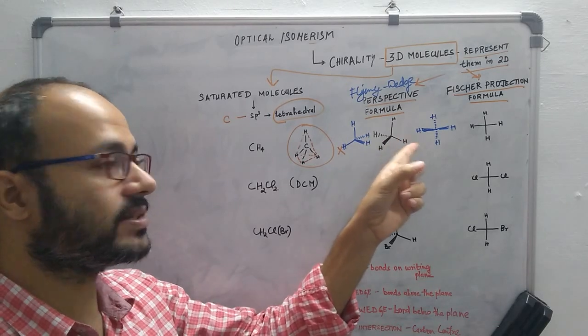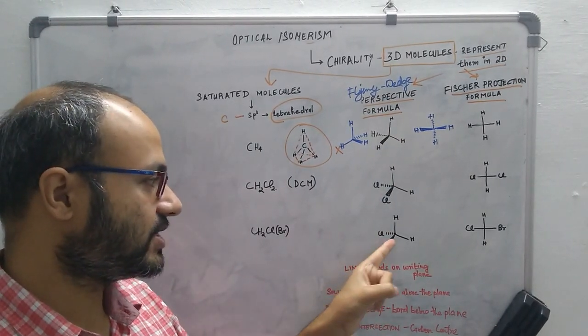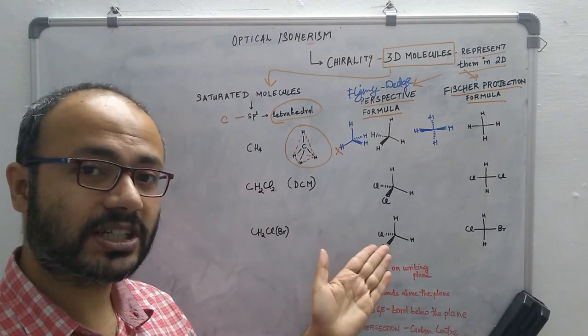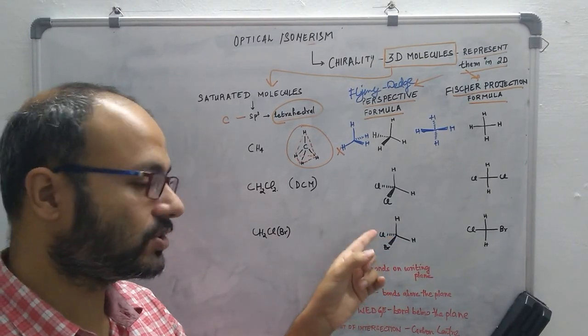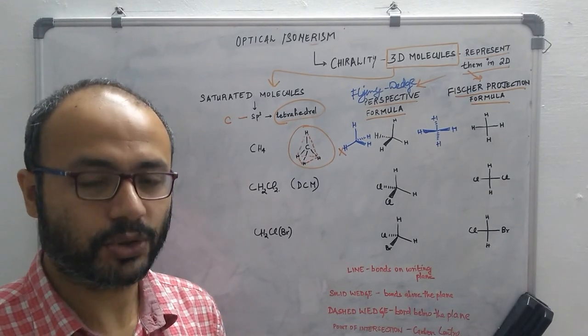The lines represent those bonds which are on the plane of the board, and solid wedge represents those bonds which are above the plane, and dash wedge represents those bonds that are below the plane of the board.